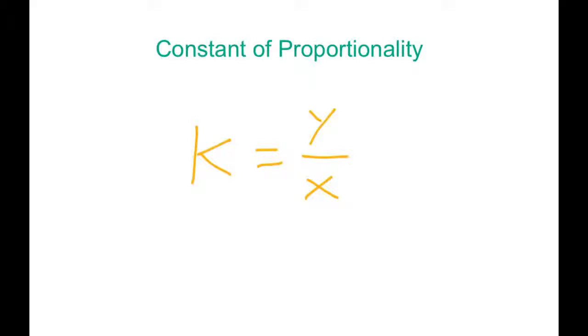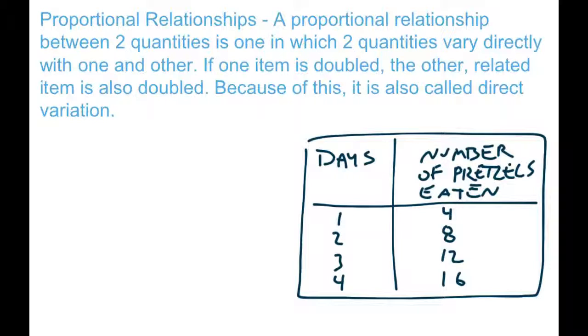All right, there's something called the constant of proportionality. And we're going to use the letter K for that. And K equals y over x. We'll see how we're going to use that. So we go back to that same example. And remember, everything in this first column is our x value. Everything in the second column is our y value.